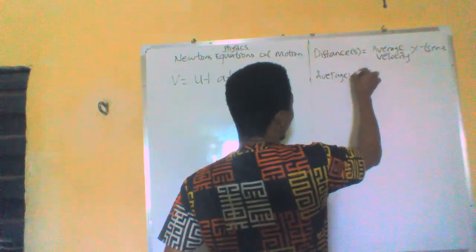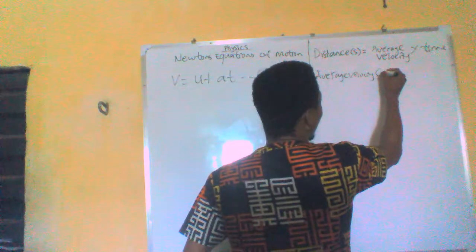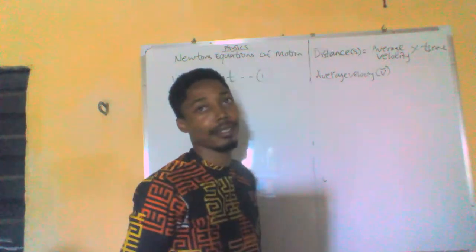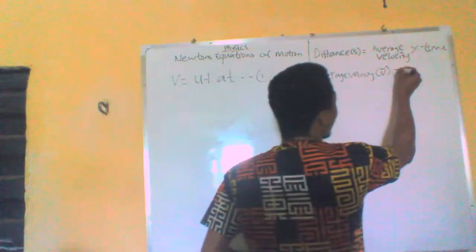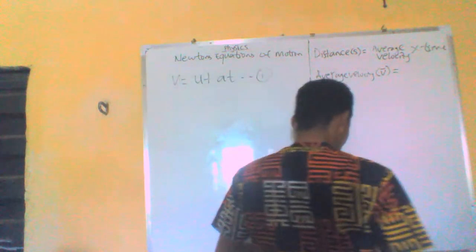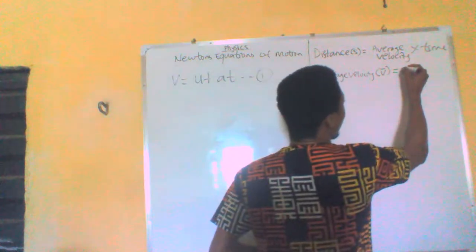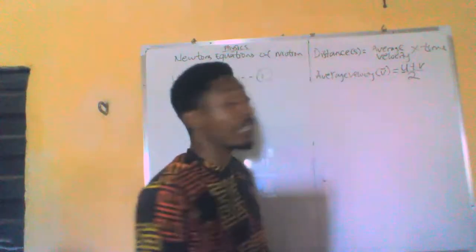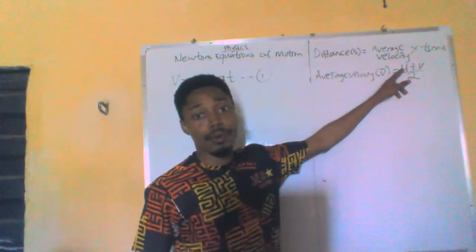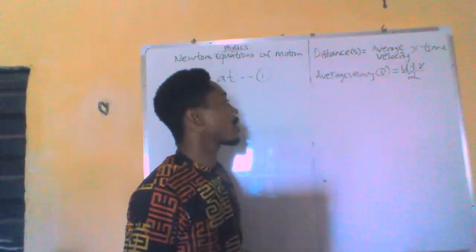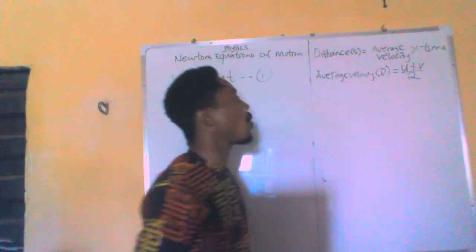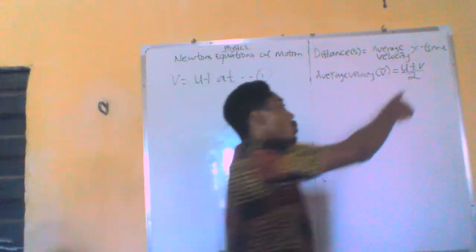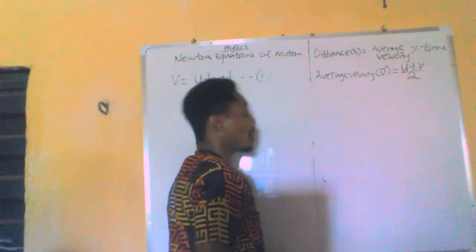Average velocity, you can call it V bar. V bar is telling you that you're finding the mean value of the velocity. Average velocity is given as initial velocity plus final velocity divided by 2. Remember, we've already spoken about what U stands for and what V stands for. So this is my expression for average velocity. I add the two velocities and divide by 2. The 2 is to find the average, all right?